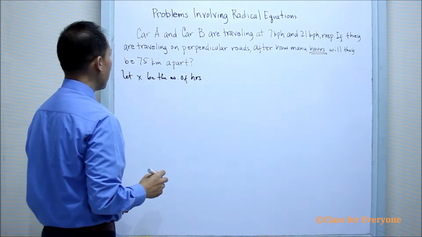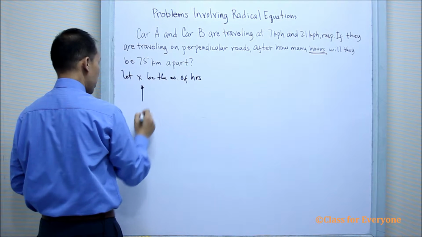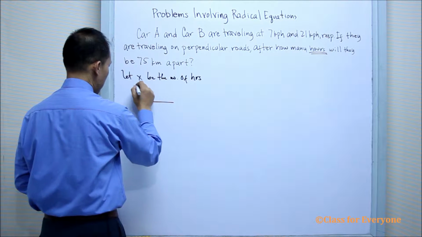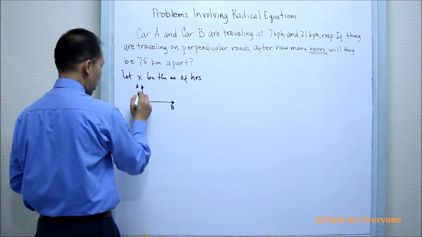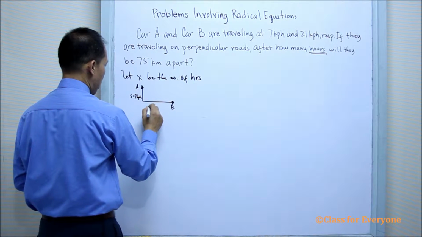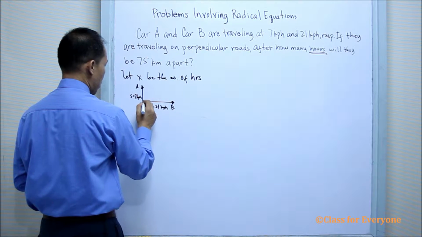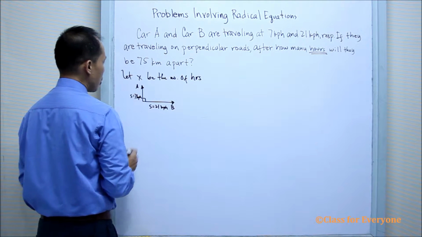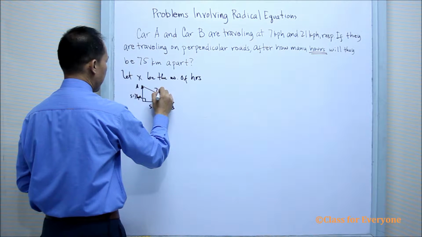Next, let's start with a diagram. Suppose car A is going up and car B is going to the right. We have the speed of A at 7 kilometers per hour, and the speed of B is 21 kilometers per hour, and they are moving on perpendicular roads. After how many hours will they be 75 kilometers apart?